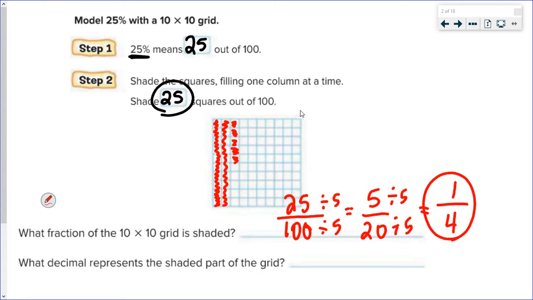And if you're looking over here, if I shaded that, I see that it's about 1/4 of this 100 grid right here, the 10 by 10 grid. And then it says, if I have 1/4 here, what decimal represents the shaded part? Well, with decimals, I really want to think about tenths place and hundredths place and things like that. So if I look at this one, 25 over 100, that is really like saying 0 and 25 hundredths. So now I have a decimal, I have a fraction, and I have a percent, all with 25.